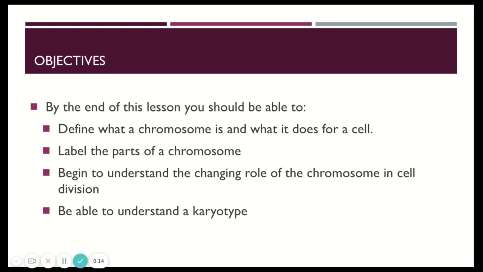For our objectives for this lesson, by the end of this lesson, you should be able to do a couple of things. Define what a chromosome is and what it does for the cell. What is its purpose? Label the parts of a chromosome. Begin to understand the changing role of a chromosome in the process of cell division. We will spend a lesson talking about this later, but start thinking about it now. Start making those connections. And finally, be able to understand or read a karyotype.